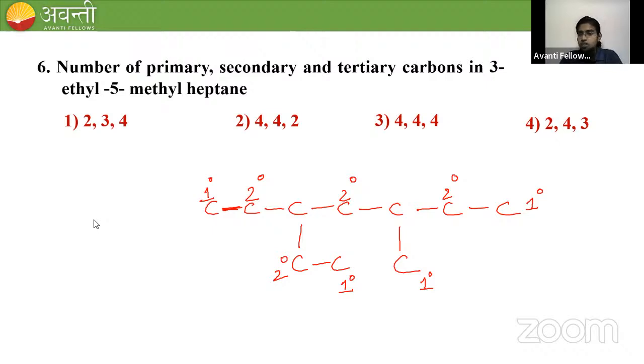And moving on to tertiary, what is tertiary? A carbon which is attached with 3 carbons is called a tertiary carbon. So like this, we have 2 tertiary carbons in this compound. So we have 4 primary, 4 secondary and 2 tertiary. So option 2 is the correct answer for this question. Got it? Clear to all of you?